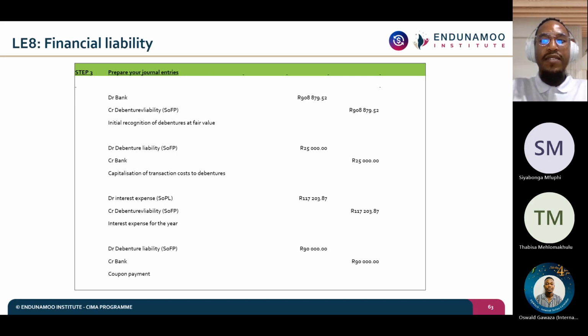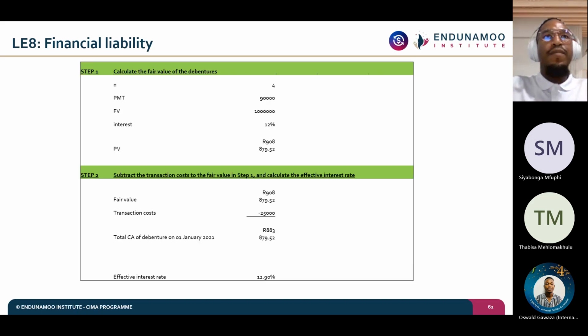Are you comfortable with that? Because in determining the present value, the fair value of the instrument, we used 12%. The moment we capitalize the transaction cost, it means the interest rate which was used to determine the present value needs to change, because our present value has essentially changed from 908,879 to 883 because of the transaction cost. Therefore, our effective interest rate needs to be recalculated.